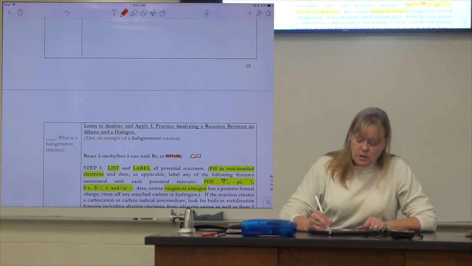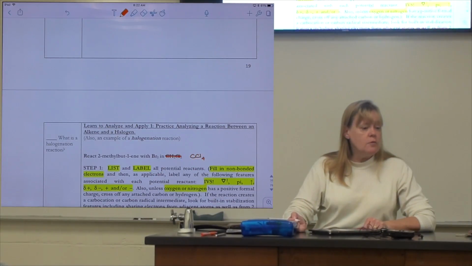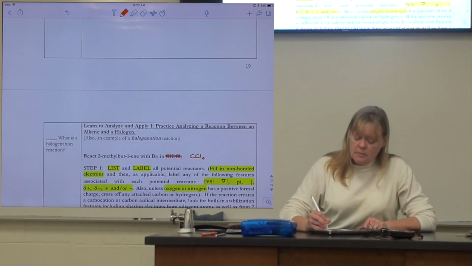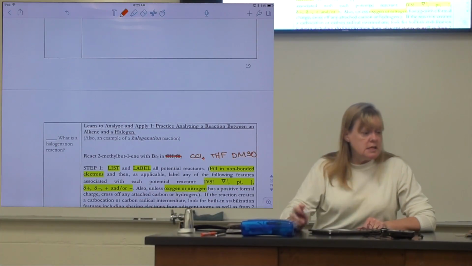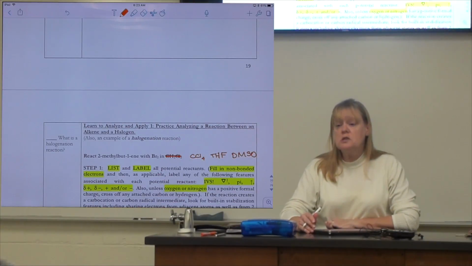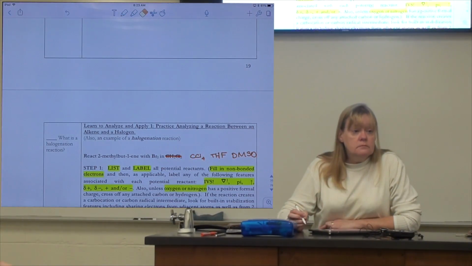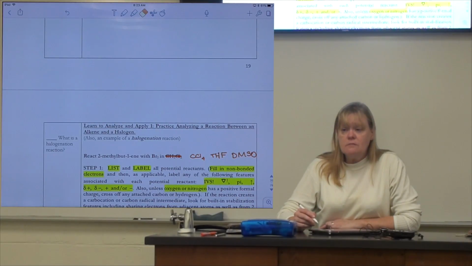Another one that would be the same kind of thing would be CCl4, or if you see alphabet soup, like THF or DMSO or something like that. All of those are solvents that you're just crossing off. The most common one you're going to see, though, is CH2Cl2, which is dichloromethane. In other words, just to make it simpler, if you don't see water or alcohol as your solvent, cross the solvent off.